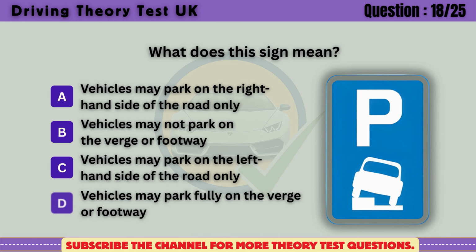Question 18. What does this sign mean? A. Vehicles may park on the right-hand side of the road only. B. Vehicles may not park on the verge or footway. C. Vehicles may park on the left-hand side of the road only. D. Vehicles may park fully on the verge or footway.